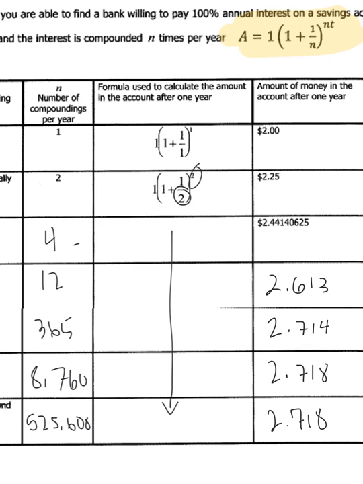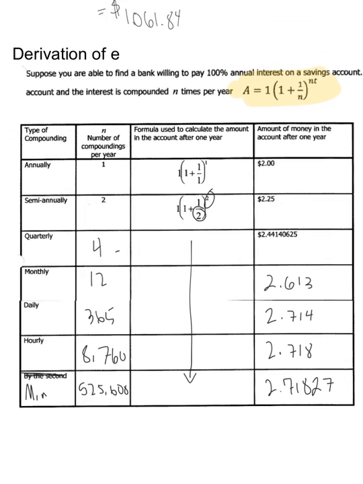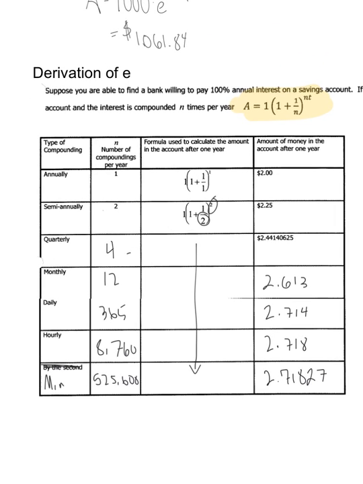So you have to add a little bit more. 2.7, and it goes on forever. All right, and so what this was, Leonard Euler came up with this idea: what happens if I compound infinitely many times?